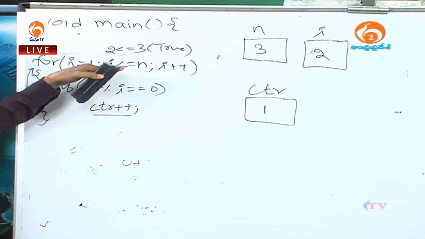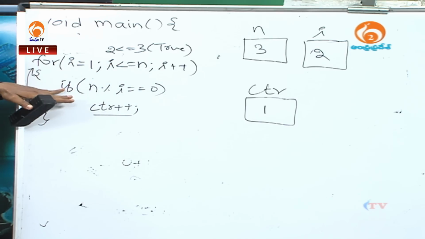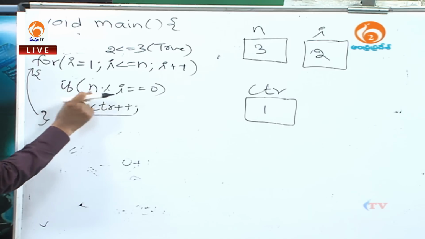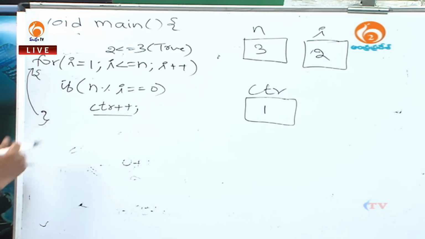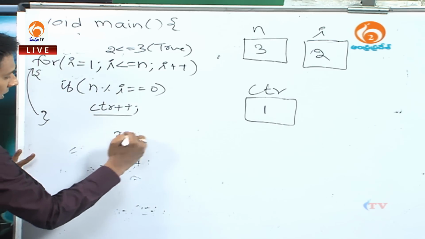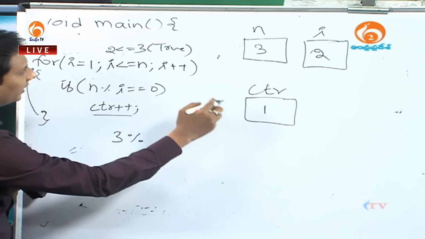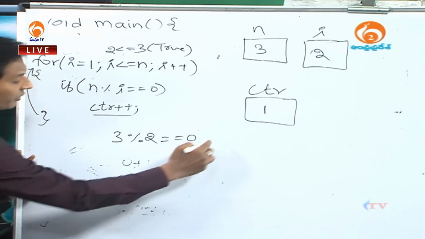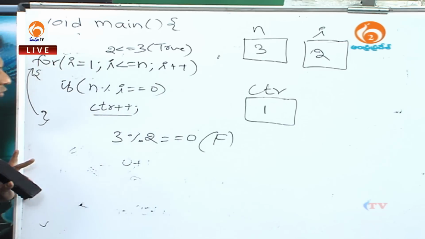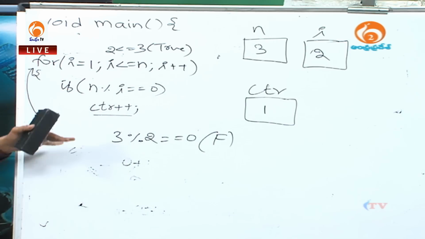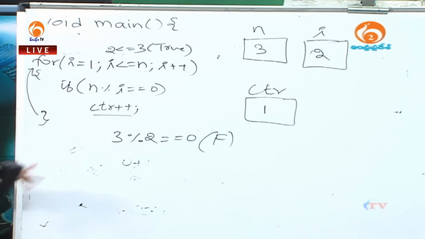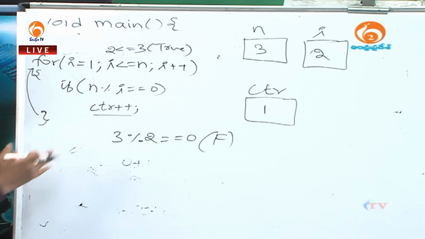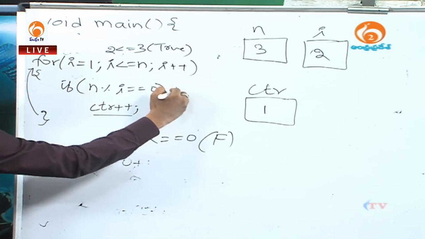Now the control enters the body of the for loop. This is the body of the for loop. If n % i, where n is 3 and i is 2, == 0, which is false, meaning 2 does not divide 3. So the condition is false, and this ctr++ is not executed.